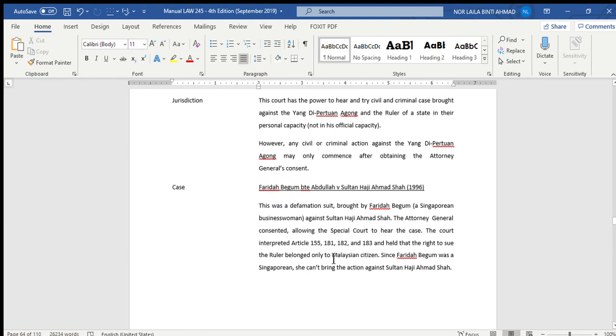The court interpreted Articles 155, 181, 182 and 183 of the Federal Constitution and held that the right to sue the ruler belonged only to Malaysian citizens. Since Faridah Begum was a Singaporean, she could not bring the action against Sultan Haji Ahmad Shah. So the right is only given to Malaysian citizens to bring a case against the Malaysian rulers, including the YDPA.